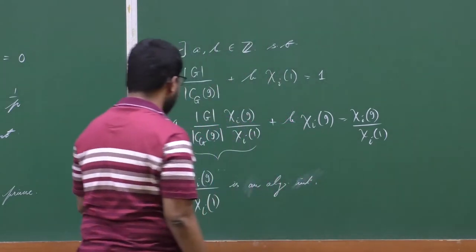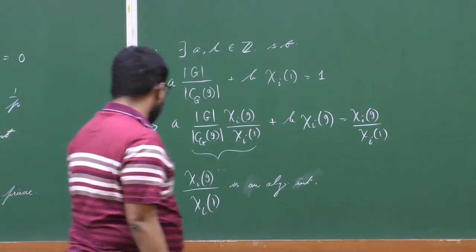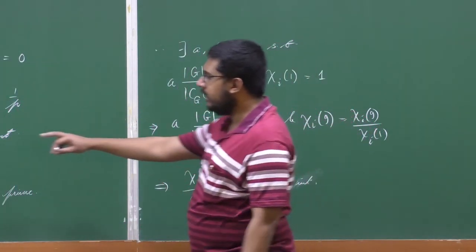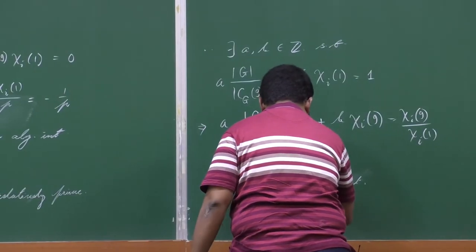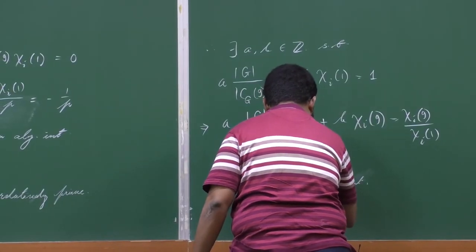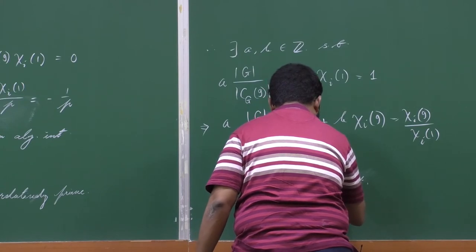This is an algebraic integer. Now, of course, this cannot be 0, right? Because chi ij cannot be 0. So this is an algebraic integer. So I should say this is a non-zero algebraic integer. Okay.